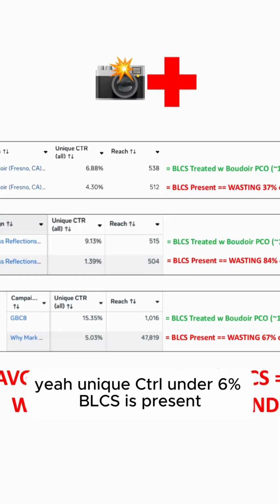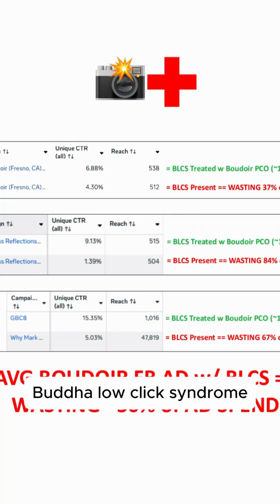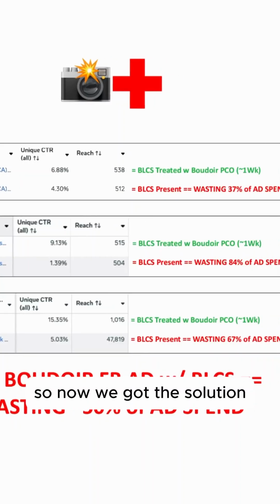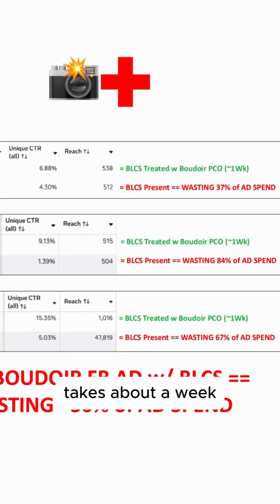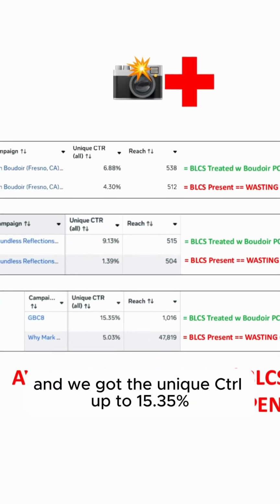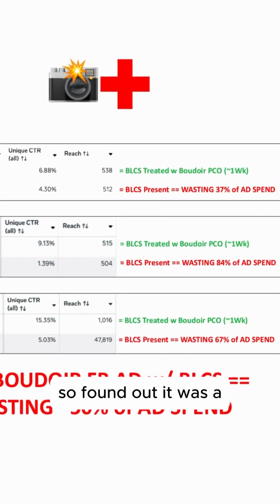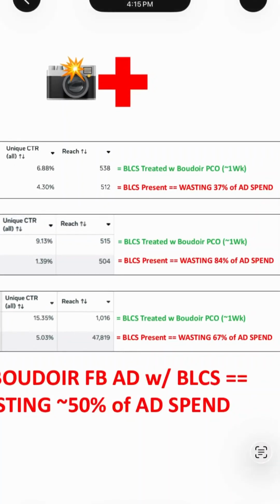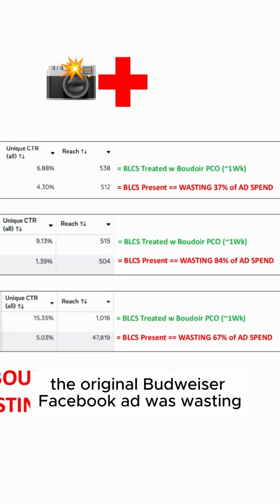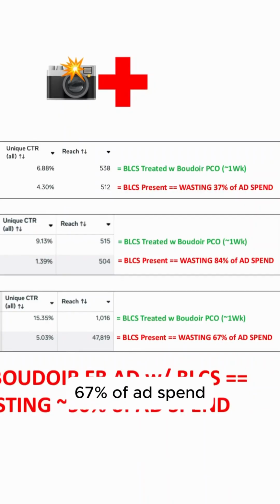Unique CTR under 6%, BLCS is present, Boudoir low click syndrome. So now we've got the solution. We can treat it with Boudoir Pico, which takes about a week, and we got the unique CTR up to 15.35%. So we found out the original Boudoir Facebook ad was wasting 67% of ad spend.